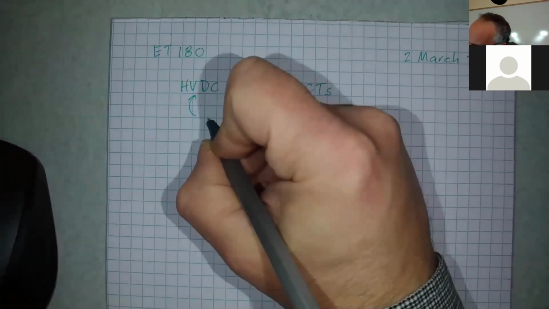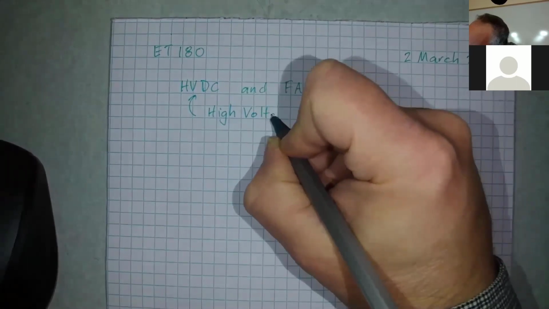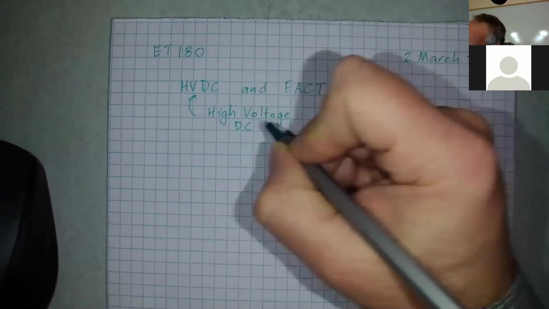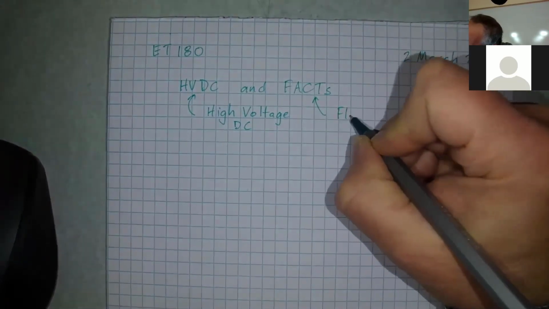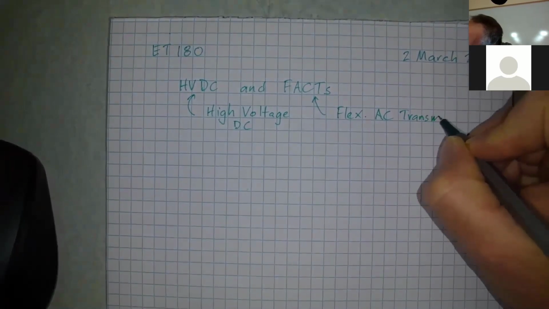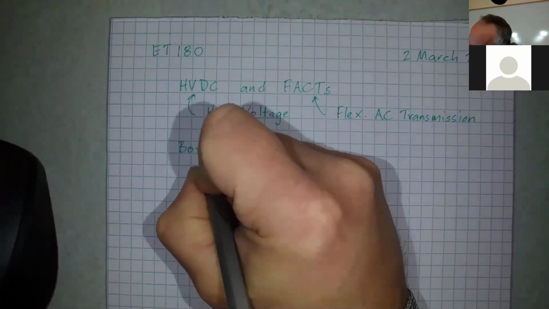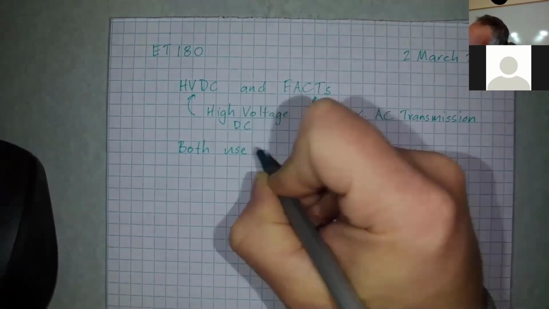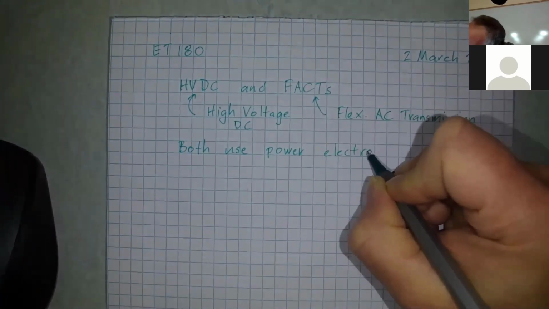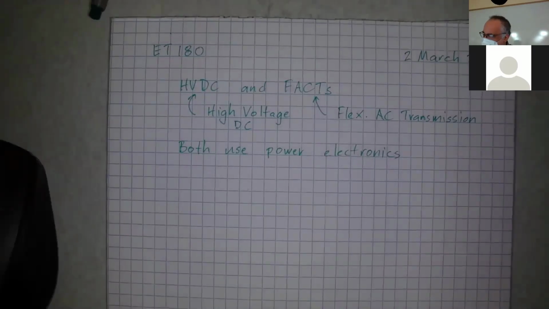So HVDC stands for high voltage DC, direct current. FACTS is flexible AC transmission. Both use power electronics. Okay. So we couldn't have those a long time ago.